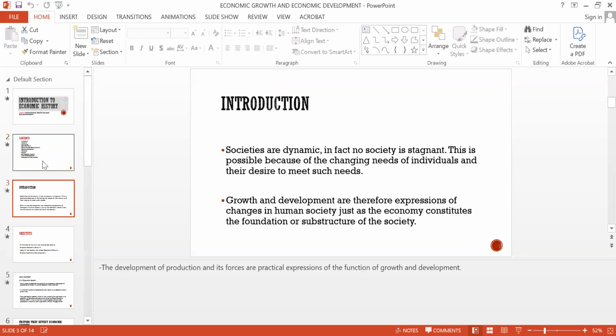So, as I've mentioned, societies are dynamic, in the sense that no society is stagnant. This is possible because of the changing needs of individuals and their desires to meet such needs. We also say that history is not a predictable discipline. History is a dynamic phenomenon that deals with changes and continuity. So growth and development are expressions of the changes in society, just as the economy constitutes the foundation or superstructure of society.